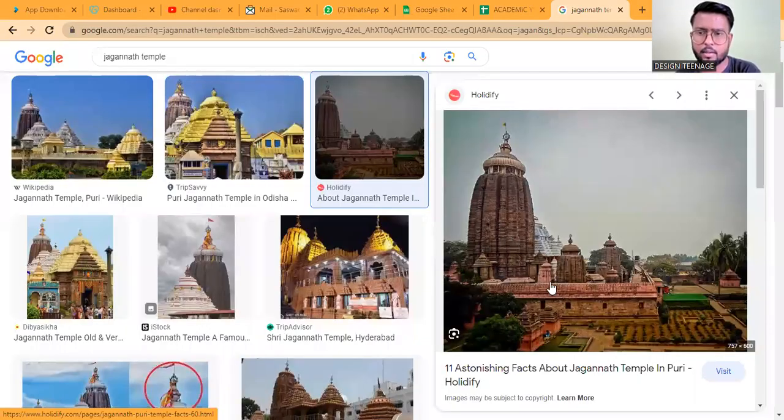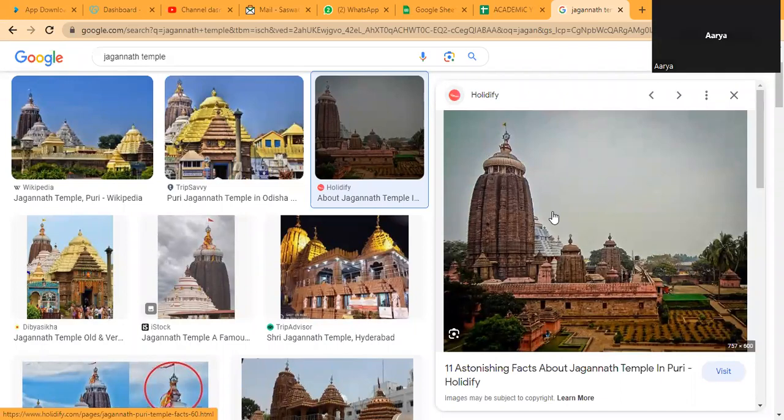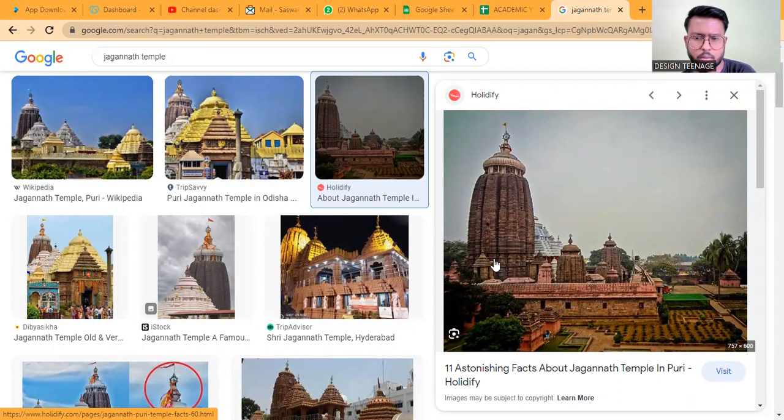So over here, let me share the screen. Okay. This is the Jagannath temple in Puri. Can you see it now? Yeah. Okay.